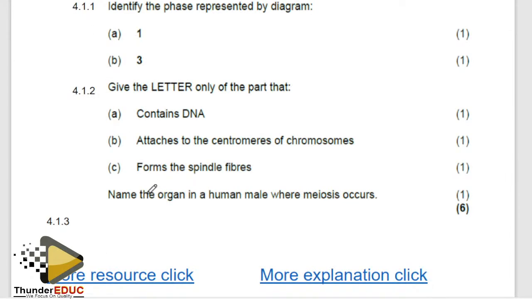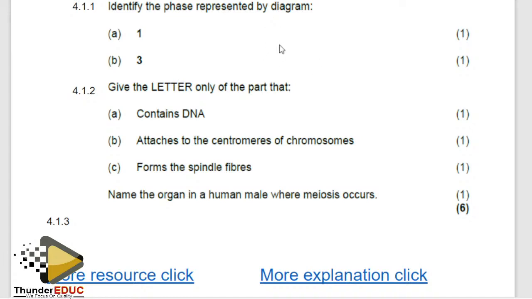Name the organ in the female where meiosis occurs. Okay. Meiosis occurs in the testes in the case of male, and in the female it occurs in the ovary to produce ovum. But there is something where I want to show where students fail.